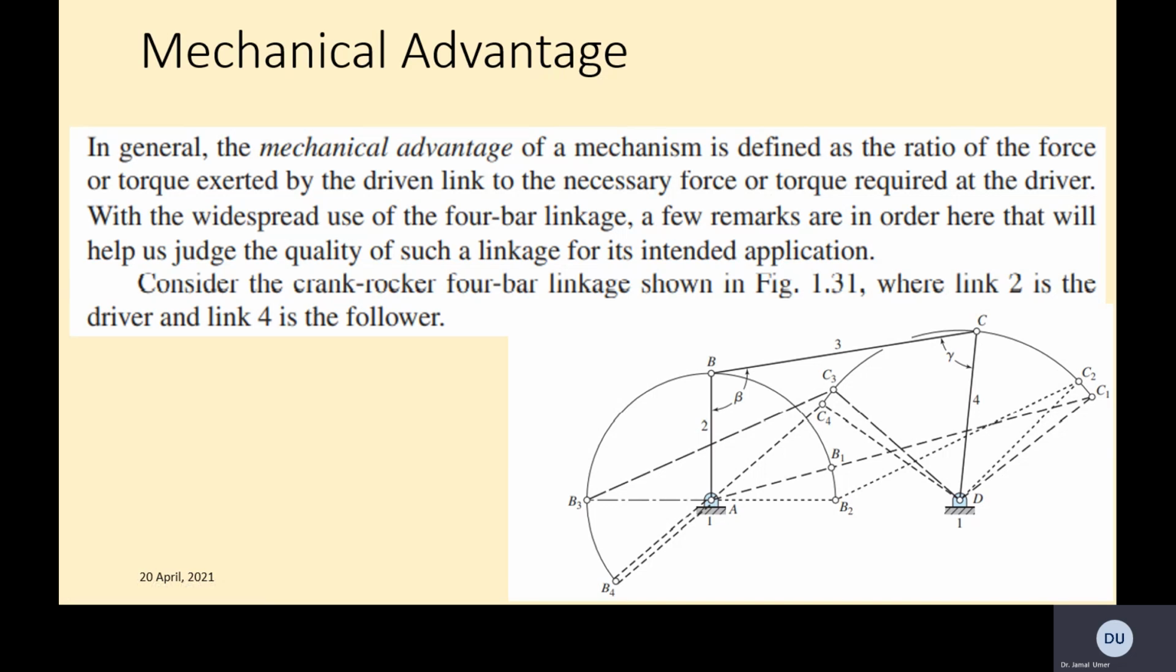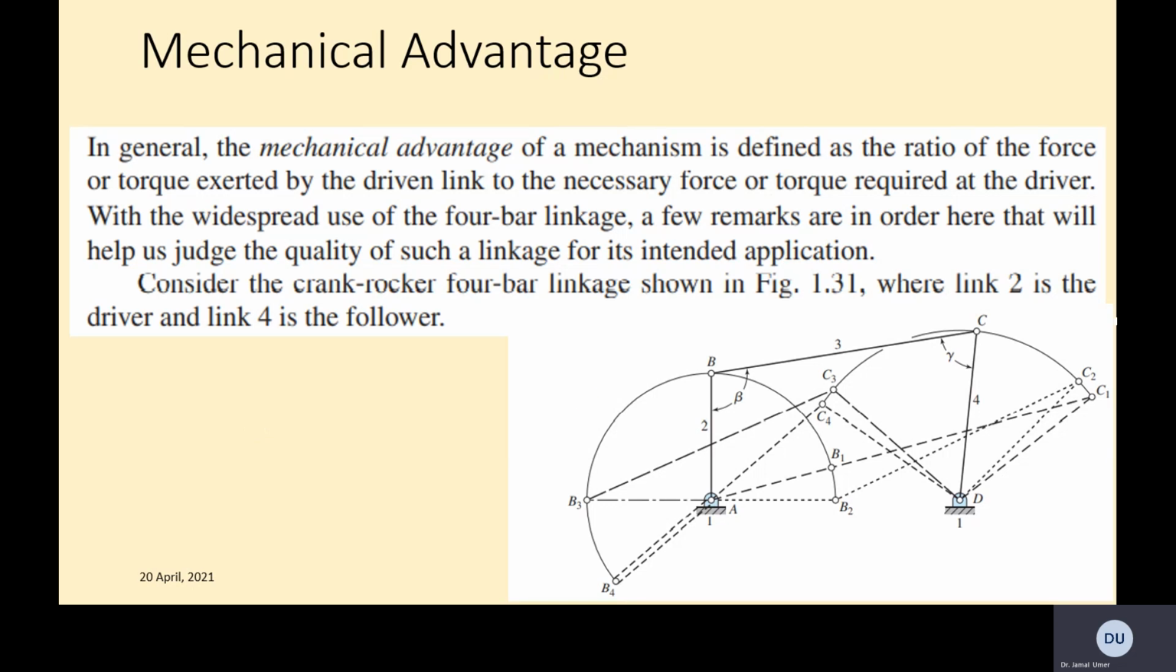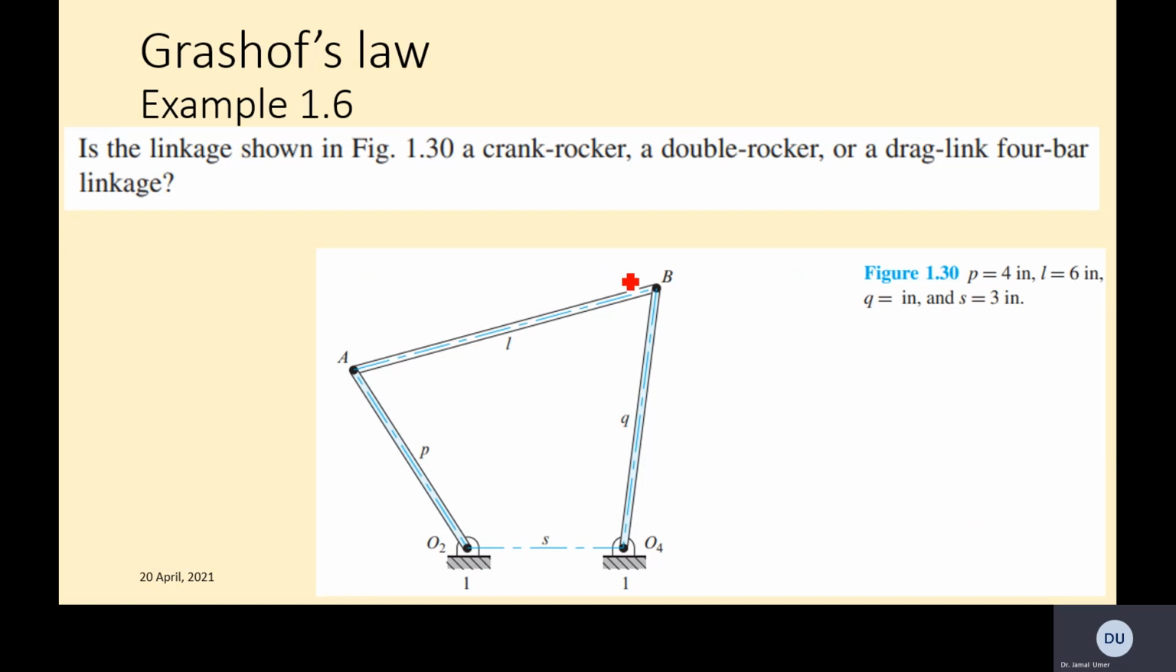So we are discussing the first chapter from the theory of machinery and mechanism. So today's topic is about the mechanical advantage for the mechanism. So yesterday, in our last lecture, we did discuss one of the examples and Grashof's law.